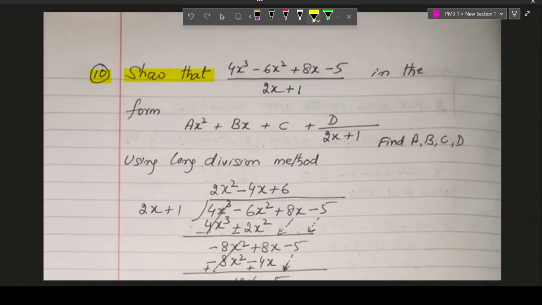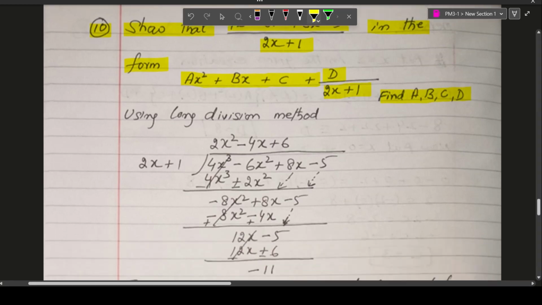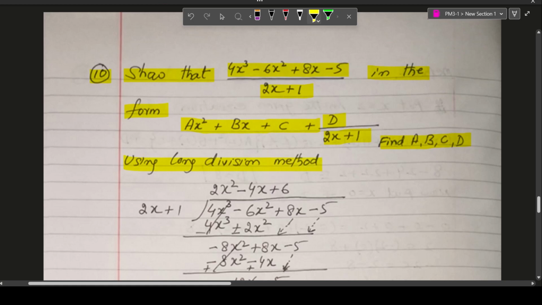Show that 4x cube minus 6x square plus 8x minus 5 divided by 2x plus 1 can be written in the form of ax square plus bx plus c plus d by 2x plus 1. Also find out the values of a, b, c, d. So here we'll use the division method. Using the long division method, we'll keep the numerator inside and divide by 2x plus 1, the denominator.